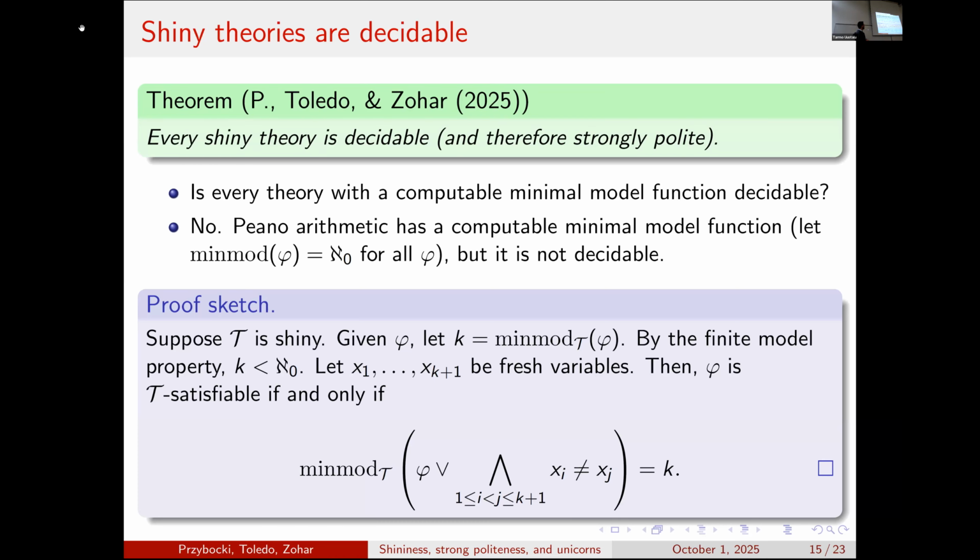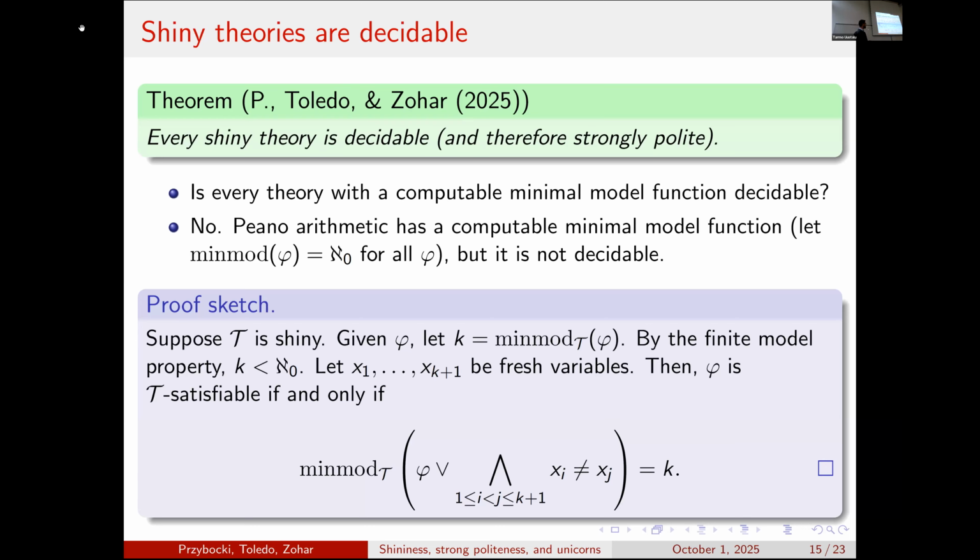And so we can go through both directions. On one hand, if phi is T-satisfiable, then we know that phi has a model of size k. So in particular, this disjunction also has a model of size k. So the min-mod function should return k.